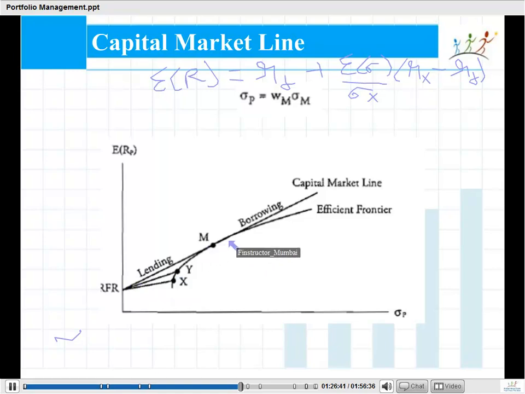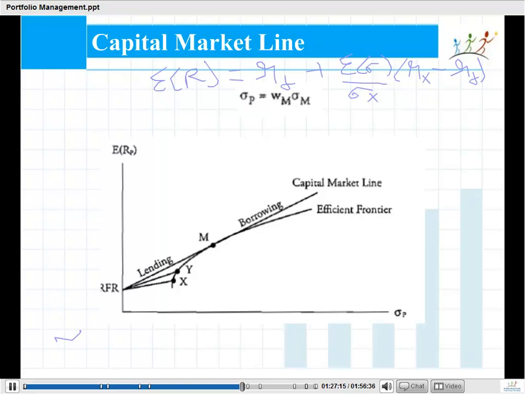So if the investor wants to take some amount of risk, all he has to do is pick a risk-free asset and pick the tangency portfolio M and weight them in different proportions, probably borrow and invest in the tangency portfolio M, and that will create the best risk return profile for him. This investment will create the best risk return profile for him.